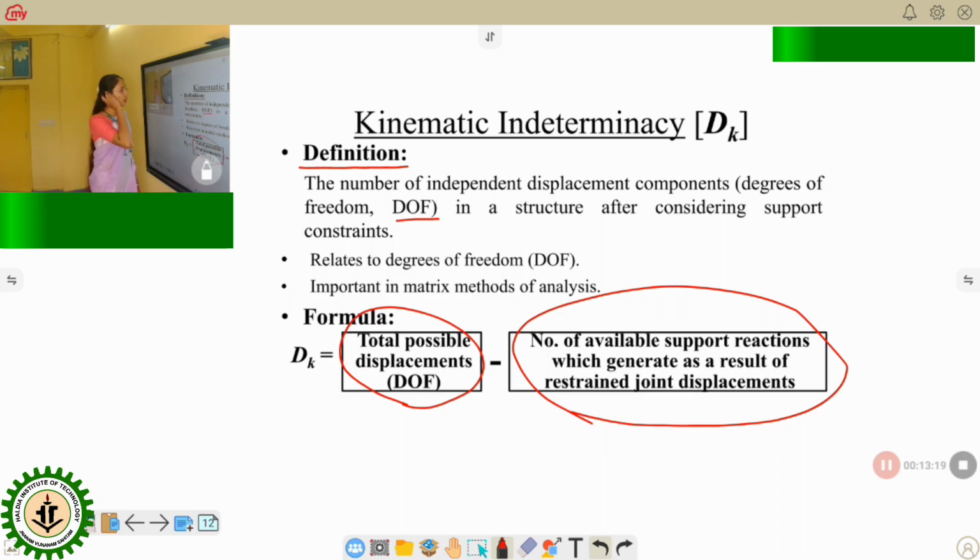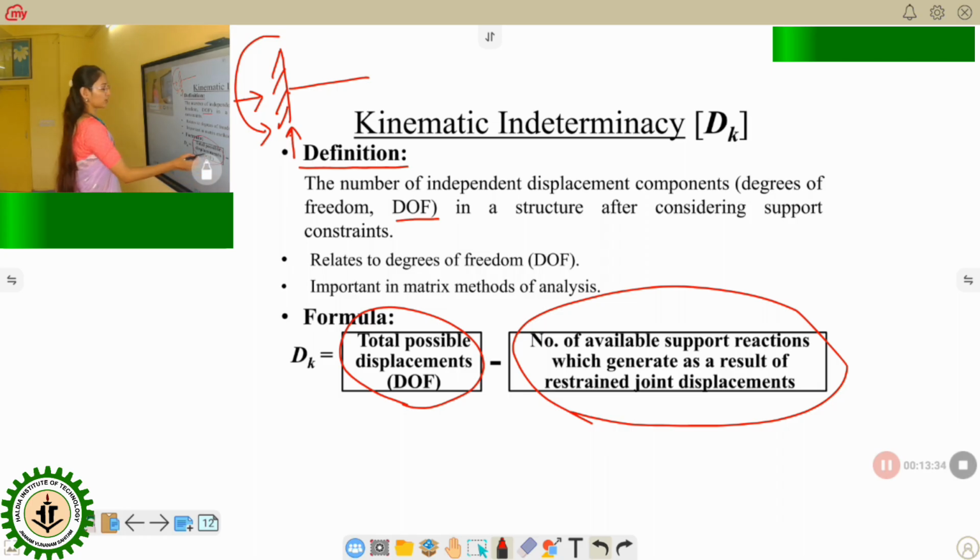That means when a joint is restrained, like a fixed end, it is restrained in this direction, this direction and this direction. So here there will be three support reactions. Similarly, these are used to calculate the degree of kinematic indeterminacy.